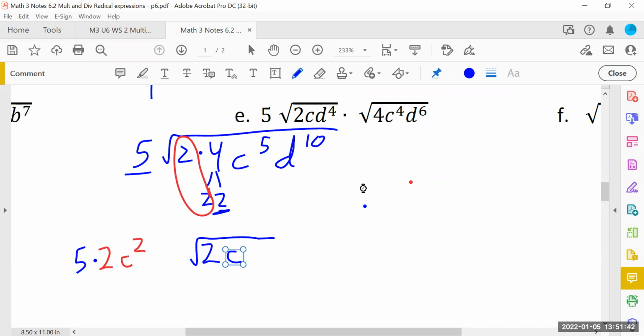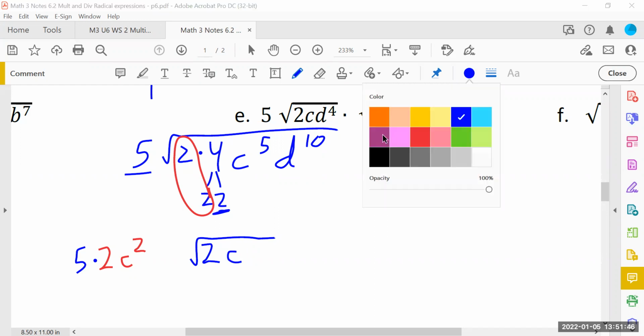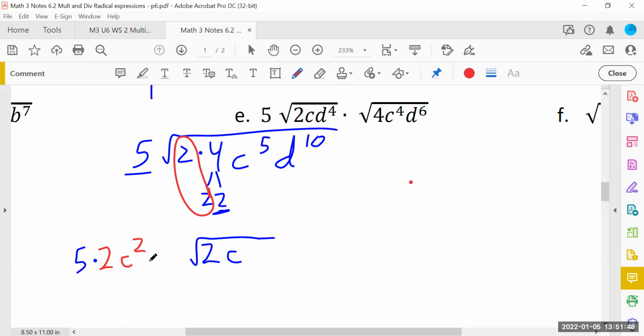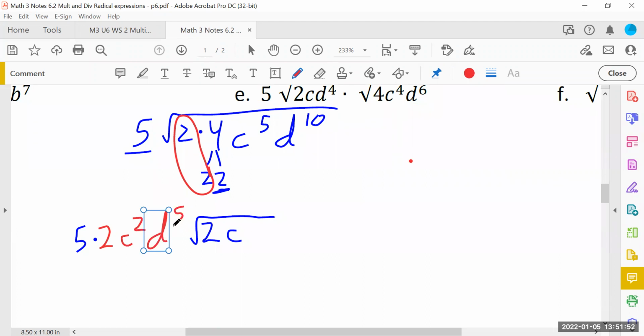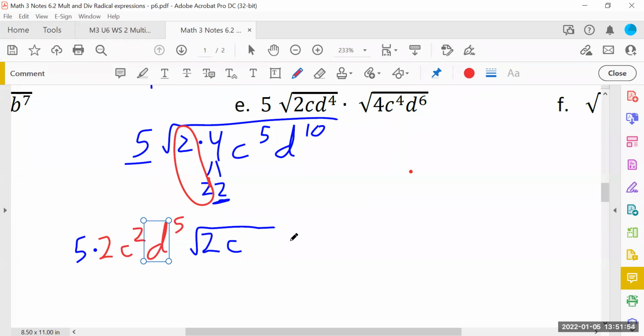And the D's, 10 D's, that's 5 sets of 2. D to the 5th. Clean it up just a little bit here. 5 times 2 would be 10 C squared D to the 5th root 2C. Do I need absolute values here?